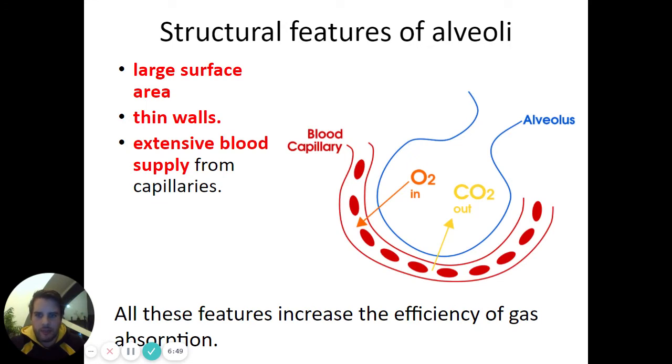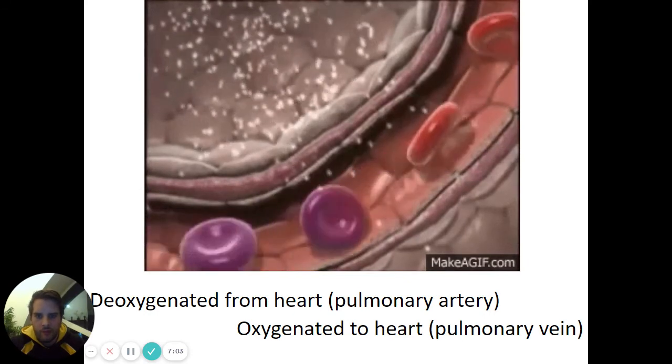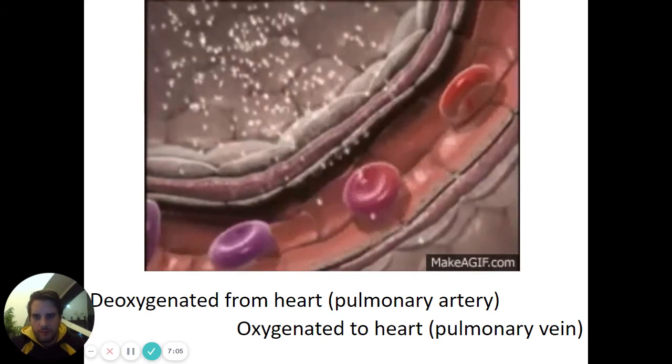So you have this diagram in your notes, and you need to know these three features: the name of the feature and why it helps with the efficiency of the exchange of materials. Okay? Make sure you get the direction of which gas is going which way correct. Now we're adding a bit more information here. The blood's coming from the left.